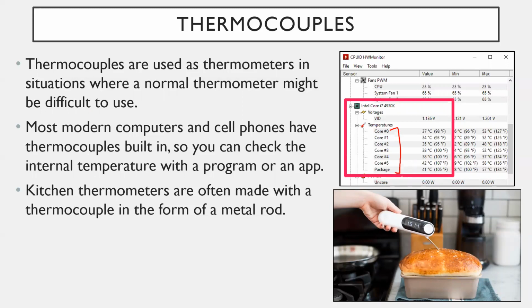A thermometer would be impossible to stick in there and hold up against it and get a temperature reading. But with a thermocouple, it can be built right into the circuitry and spit out a temperature directly by measuring the amount of voltage that passes through it inherently on its own.